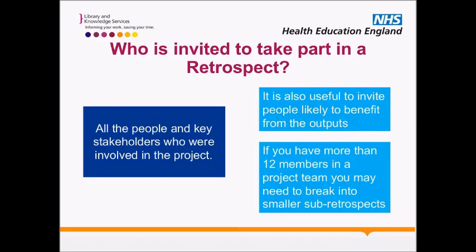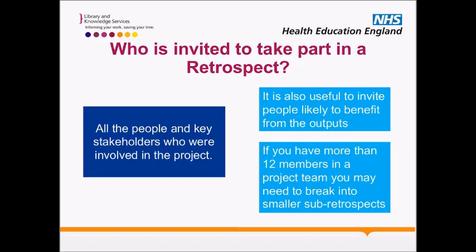So thinking about who is involved in a retrospect, it really should involve all the people and key stakeholders who are involved in the initial project. They may be an internal team. It may involve suppliers from outside. So, it can be quite a large process in terms of the participants.